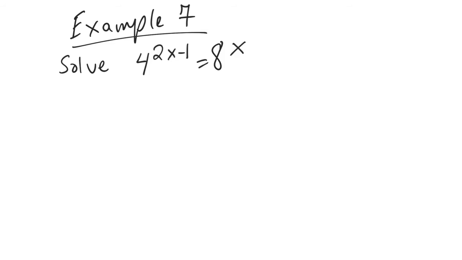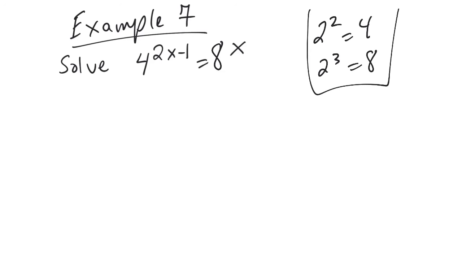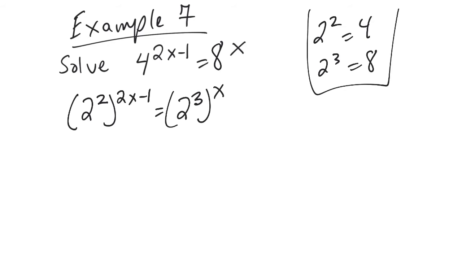Our first example, we want to solve 4 raised to the 2x minus 1 equals 8 raised to the x. So the first thing we need to do is rewrite each base so that they are the same. We notice 4 and 8 are both powers of 2, right? 2 squared gives us 4. 2 cubed gives us 8. We're going to use this property. So we're going to rewrite it as 2 squared, that's the 4, raised to the 2x minus 1 equals 2 cubed, that's the 8, raised to the x.